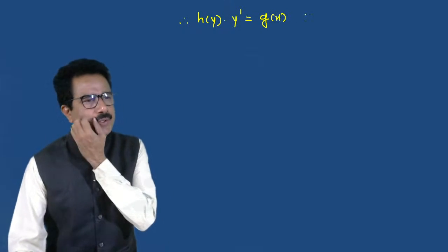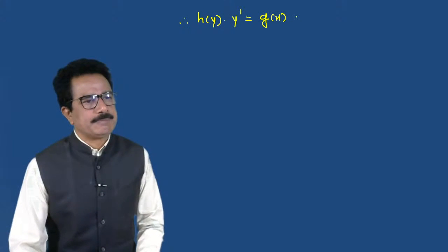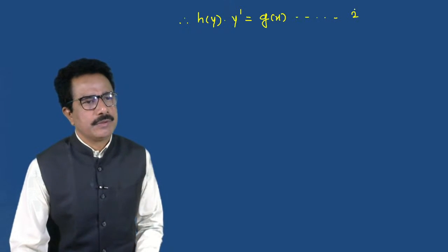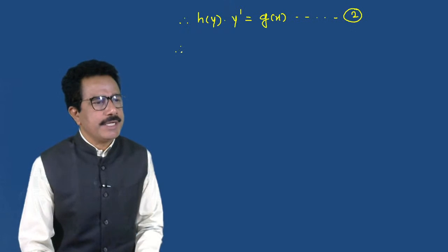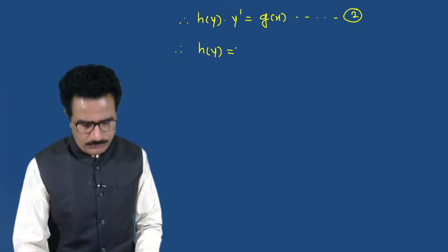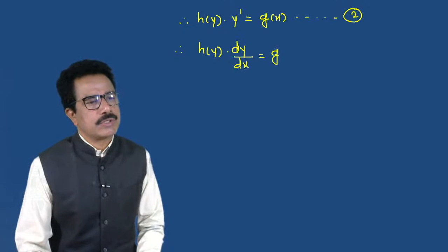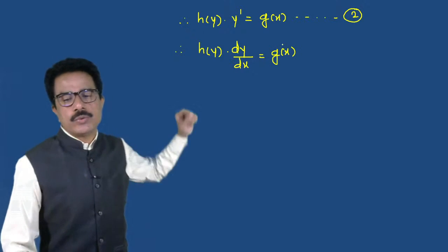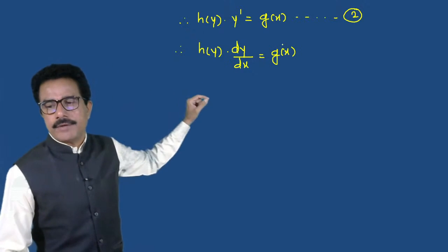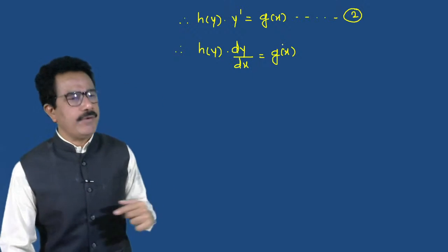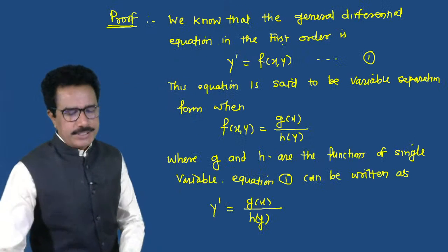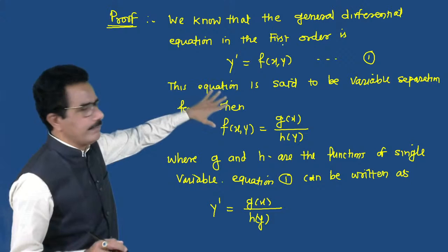Okay, so suppose this is equation number 2. Now this can be written as h of y into y dash, which means dy by dx, which is equal to g of x, because we have to write this equation in the variable separation form. See this, how to write this equation in the variable separation form.